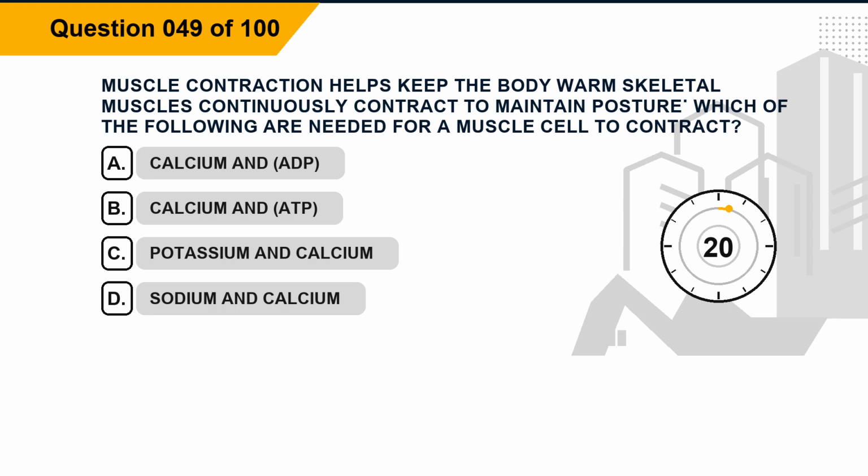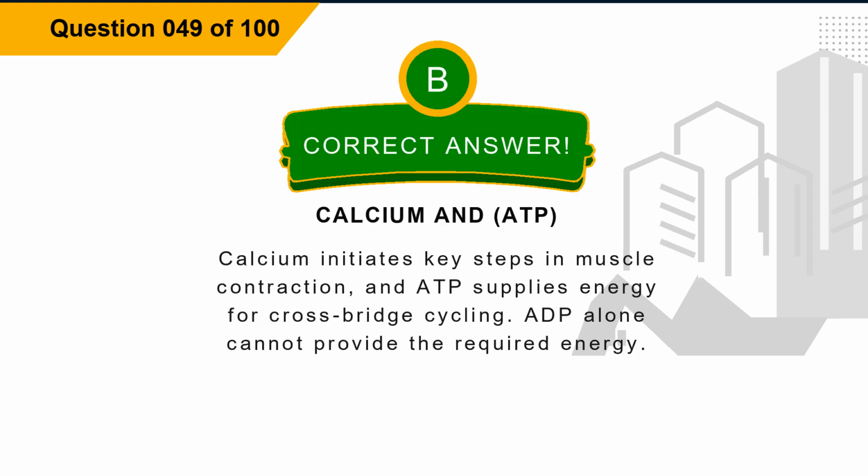Question 49. Muscle contraction helps keep the body warm. Skeletal muscles continuously contract to maintain posture. Which of the following are needed for a muscle cell to contract? Option A, calcium and ADP. Option B, calcium and ADP. Option C, potassium and calcium. Option D, sodium and calcium. The correct answer is option B, calcium and ADP. Explanation. Calcium initiates key steps in muscle contraction, and ADP supplies energy for cross-bridge cycling. ADP alone cannot provide the required energy.